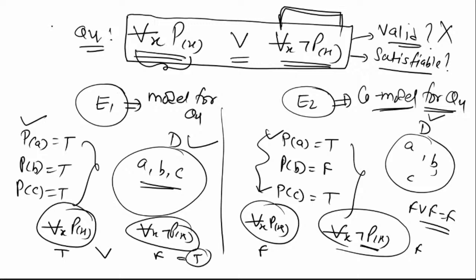So for this Q4, we have at least one model, and we have at least one co-model. So you can say this is not valid. This is satisfiable because we have at least one model. And of course, this is falsifiable because we can make it false, like in this environment E2, this is false. So this is how you can check it.